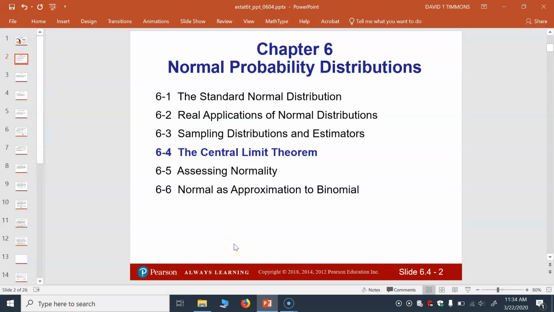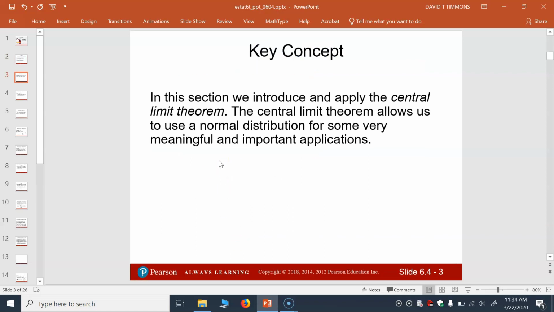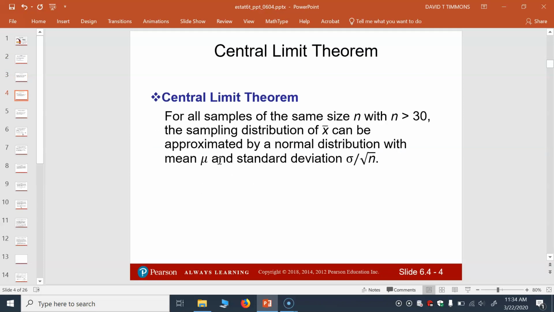So we're going to continue our work in chapter 6 with the normal distribution, and we're going to look at section 6.4 on the central limit theorem. One thing we're going to see with the central limit theorem is that for all samples of the same size n, with n greater than 30, the sampling distribution of x bar can be approximated by a normal distribution with mean mu and now standard deviation of sigma divided by square root of n.